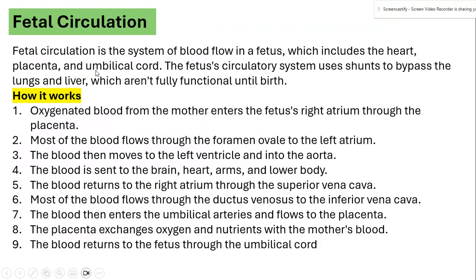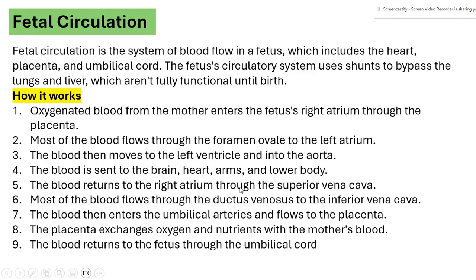Fetal circulation. Fetal circulation is the system of blood flow in a fetus, which includes the heart, placenta, and umbilical cord. The fetal circulation system uses shunts to bypass the lungs and liver, which aren't fully functional until birth. How it works: oxygenated blood from the mother enters the fetus's right atrium through the placenta. Most of the blood flows through the foramen ovale to the left atrium. The blood then moves to the left ventricle and into the aorta. The blood is sent to the brain, heart, arms, and lower body.